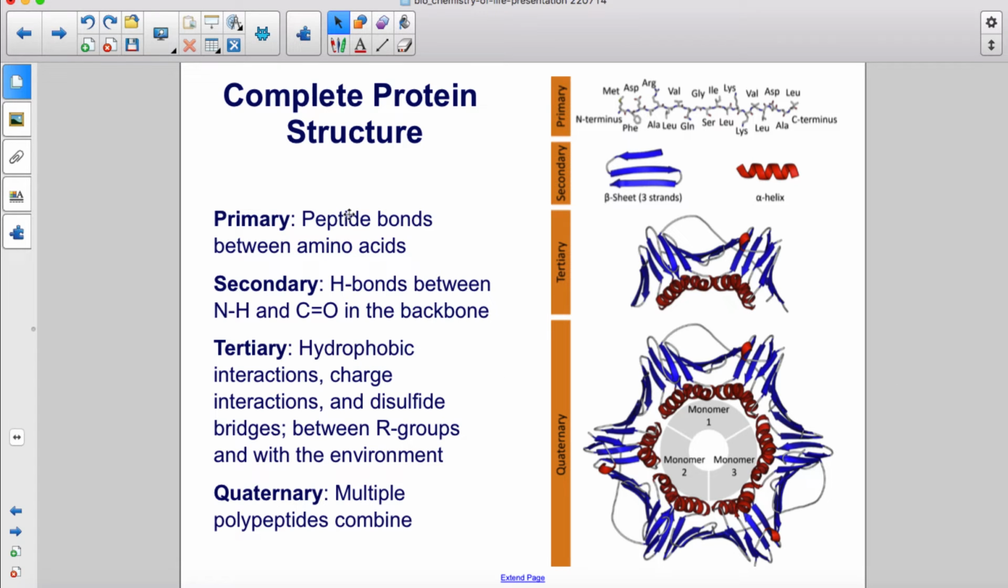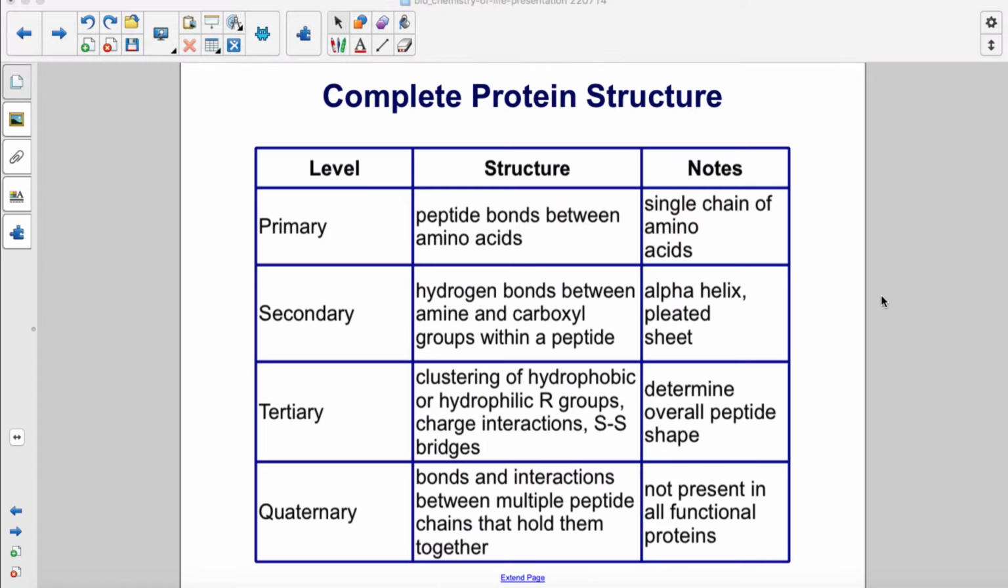Here's a summary. Complete protein structure: primary, peptide bonds between amino acids; secondary, hydrogen bonds between NH and CO in the backbone; tertiary, hydrophobic interactions, charge interactions, and disulfide bridges between R groups and with the environment; and quaternary, multiple polypeptides combine. Here is a table summary showing all of the structures and notes for every level.